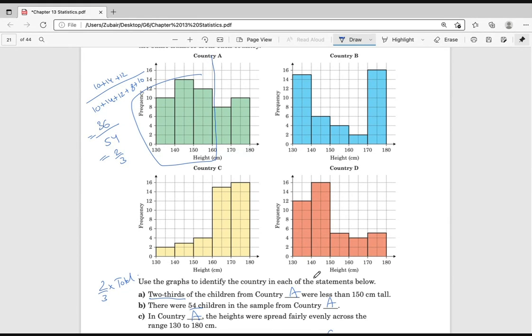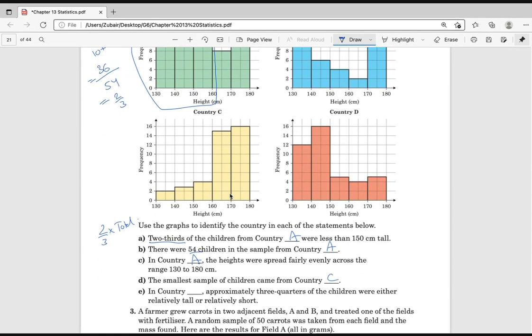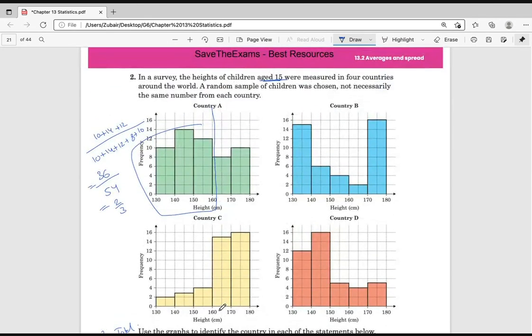Because C, both actually reflect each other. Yeah, you're right. Relatively tall or relatively short. So they are relatively short and relatively tall. Yes, B also.